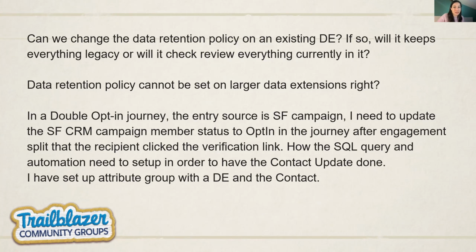On the slide here, we have: in a double opt-in journey, the entry source is a Salesforce campaign. I need to update the Salesforce CRM member status to opt in the journey after an engagement split that the recipient clicked the verification link. How does the SQL query and automation need to be set up in order to have the contact update done? I have an attribute group with a data extension and the contact.